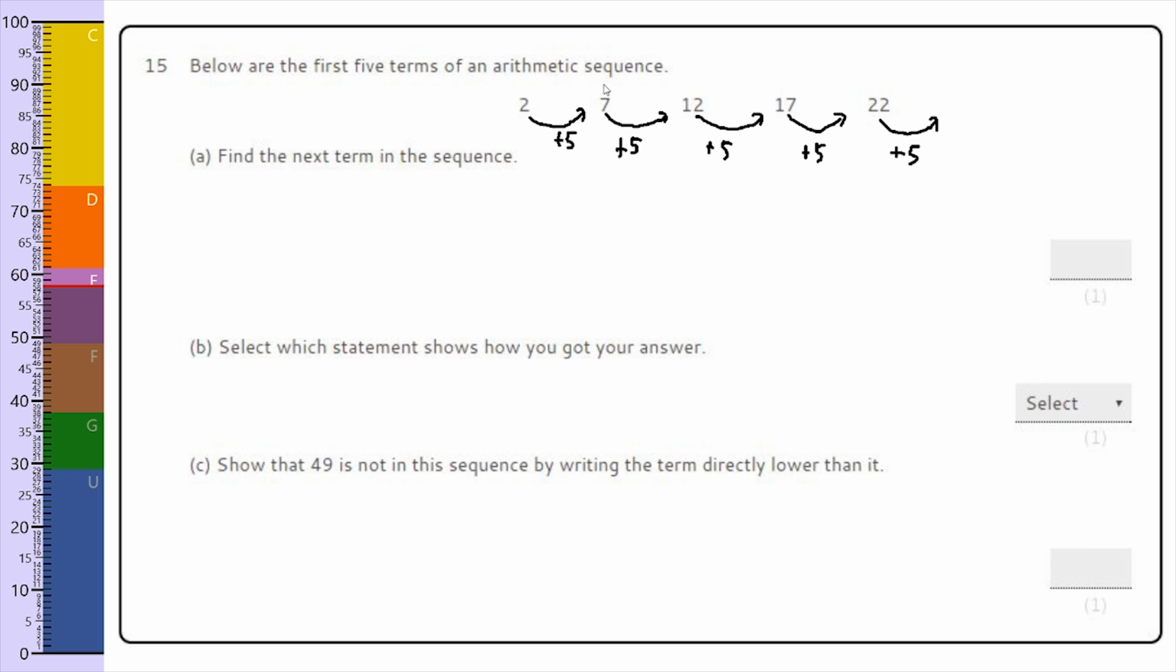Now the 5 times table works quite nicely because they always repeat the two numbers, so 2 and 7, 12 and 17, 22 and 27. So the answer there is 27.